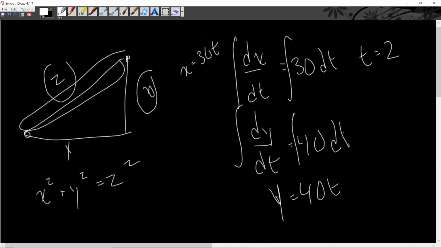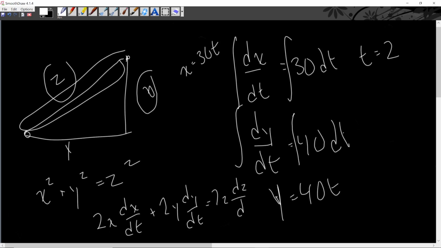We have the positions, but now we need to see the positions with respect to time. We need to differentiate. So we have the derivative of x squared. You can bring that 2 out. You'd have 2x dx/dt plus 2y dy/dt equals 2z dz/dt. And what we're trying to find is the change in the distance between them with respect to time. So we're trying to find dz/dt. So let's plug in everything that we have.